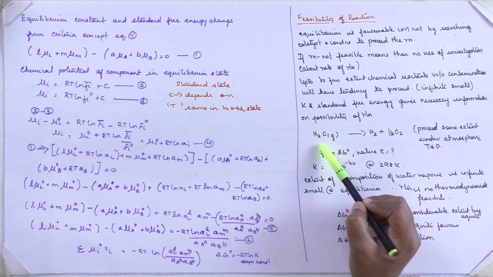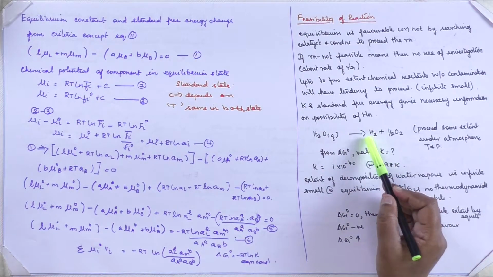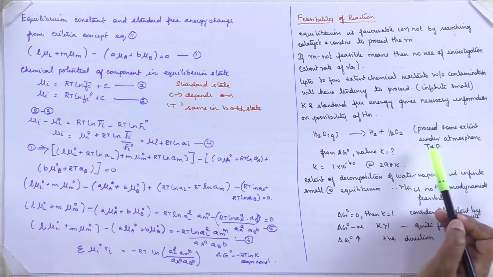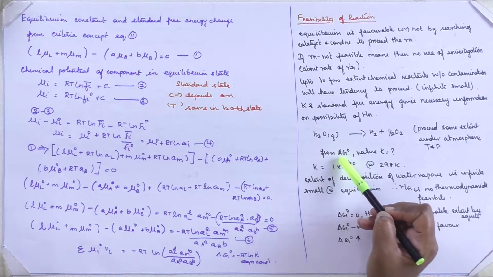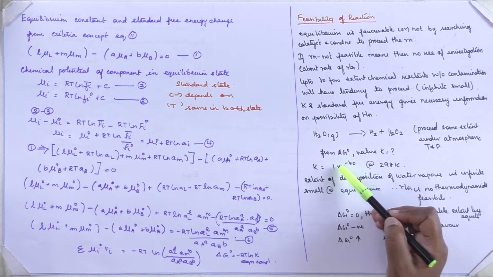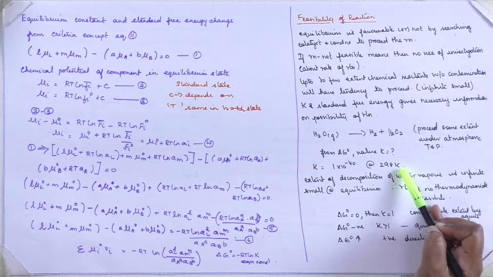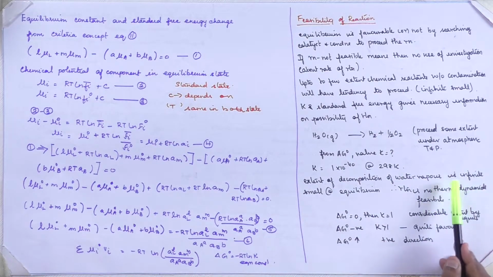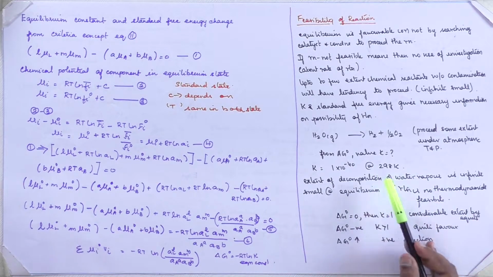This is explained with the water reaction, where water in the gaseous form gives hydrogen and half oxygen, and to some extent this reaction proceeds under atmospheric temperature and pressure. The standard free energy and the value of K is such that K is equal to 1 into 10 power minus 4 at the temperature 298 Kelvin. Hence, the extent of decomposition of water vapor taking place in this reaction is said to be infinitesimal at equilibrium. Therefore, the reaction has no thermodynamic feasibility, and when the Gibbs free energy is equal to 0, the equilibrium constant is 1.